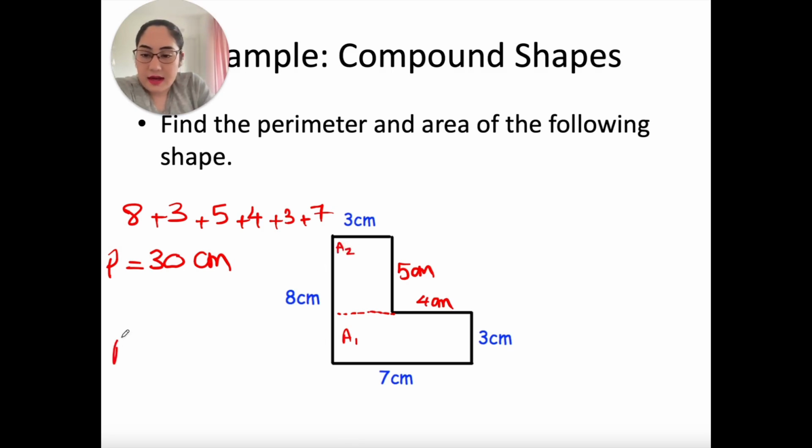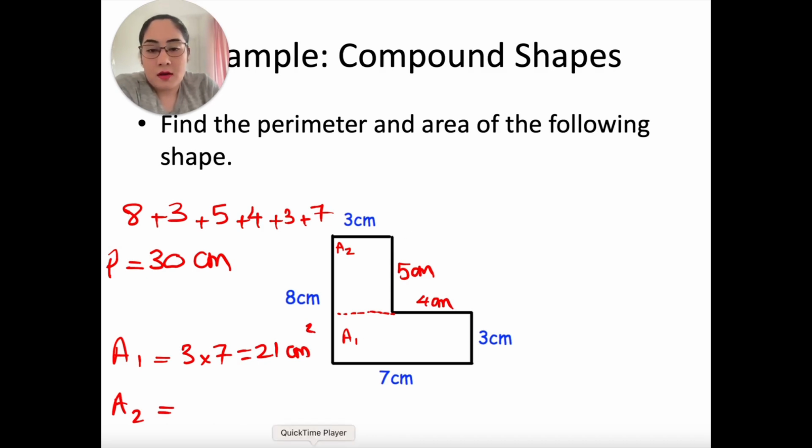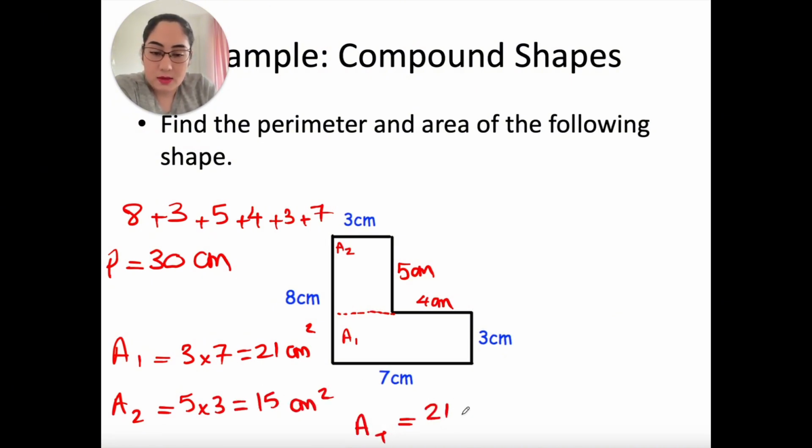So let's say this is area 1 and this is area 2. To find area 1, I'm looking at a rectangle that has length and width of 3 and 7. So I'm going to do 3 times 7, which is equal to 21 centimeters squared. To find the area of the second rectangle, be very careful. That length is not 8, but actually 5. So I'm going to do 5 times 3, which is equal to 15 centimeters squared. So the total area is going to be 21 plus 15, which is equal to 36 centimeter squared. And that's the area of that compound shape.